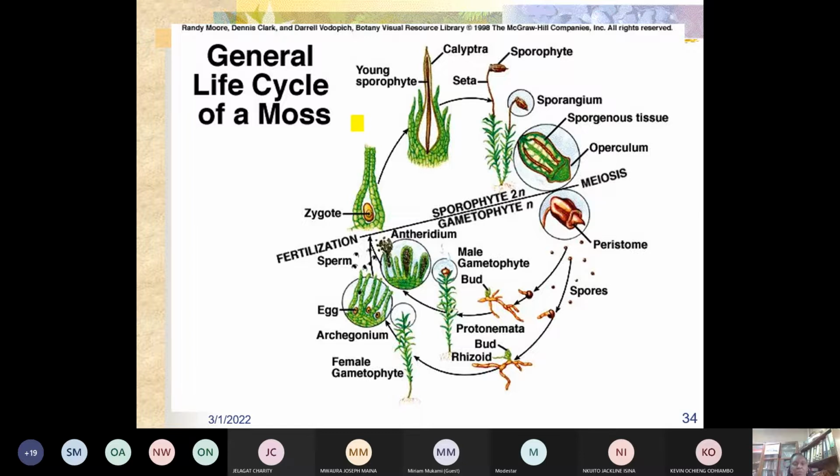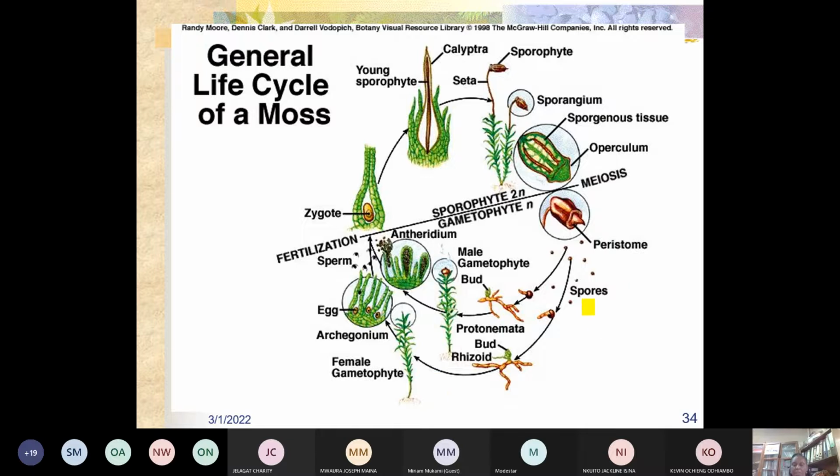Okay, the general life cycle of the moss. Let's begin at this point where the spores have formed from the sporophyte, from the capsule. The spores germinate, and because we have male and female structures, we have male and female plants. So you'll get a male gametophyte and a female gametophyte. Some spores will give rise to the male, others will give rise to the female.